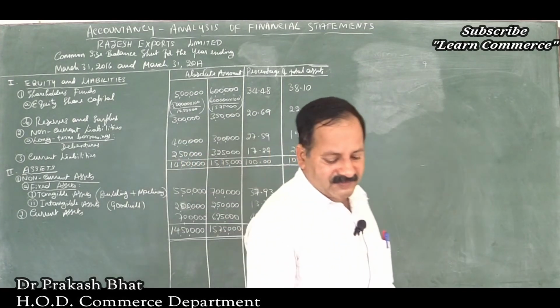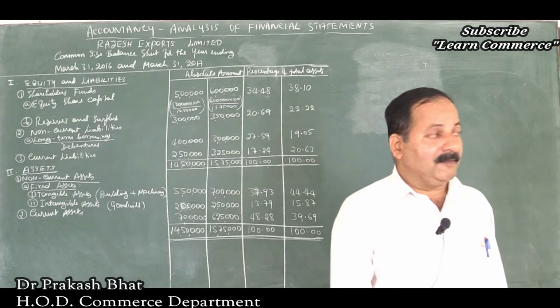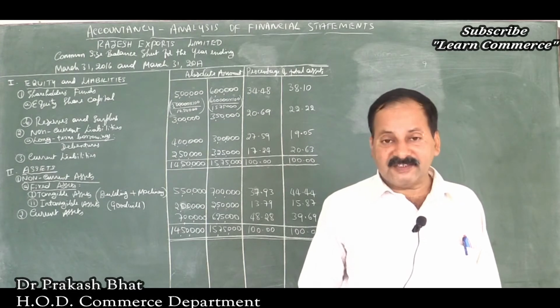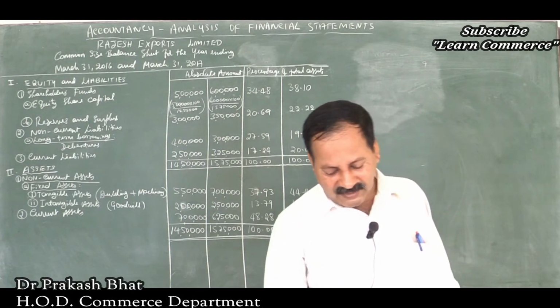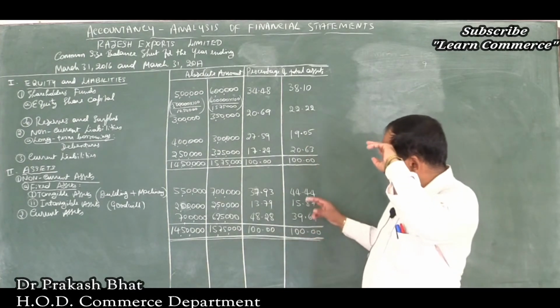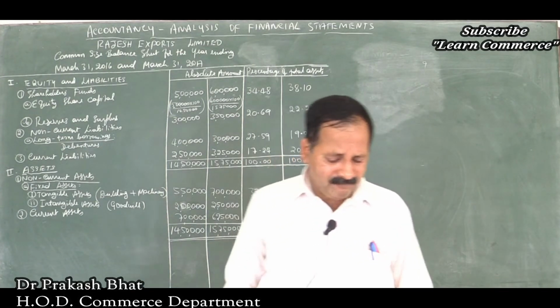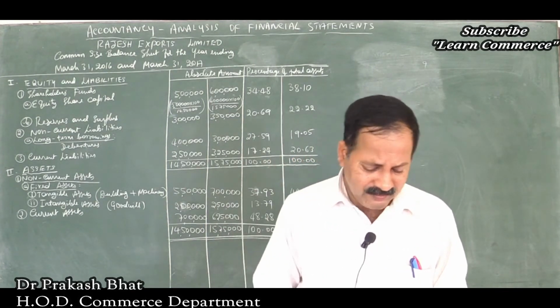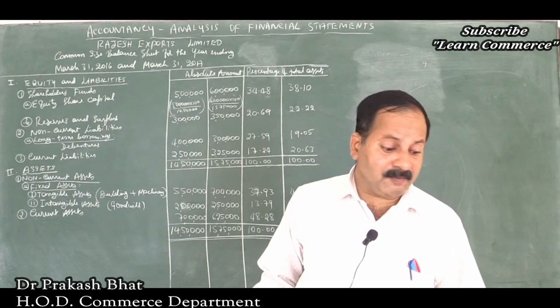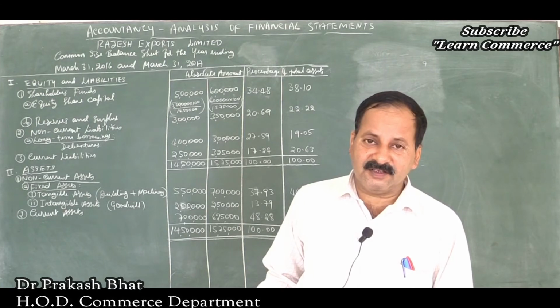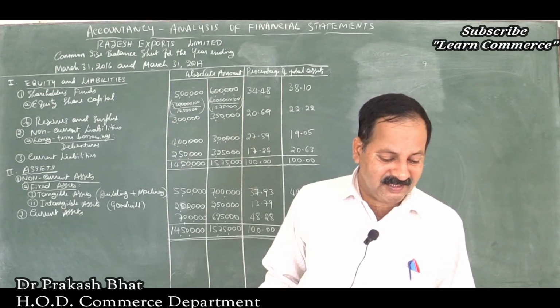Clear? So that is how we have to solve a problem on comparative common size balance sheet. Common size balance sheet. Reduce it to the common size and move on. That's all. Very simple. Do you find difficulty? This is a 12 marks problem, friends. 12 marks, not 6. That is 6 marks. Okay.